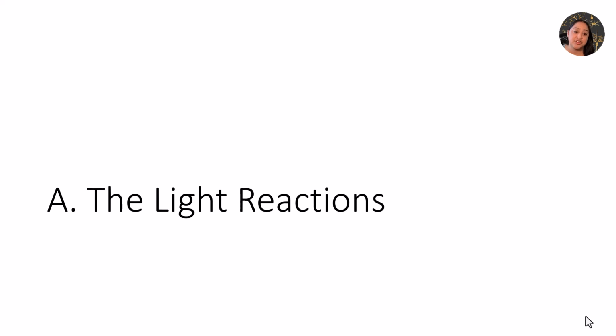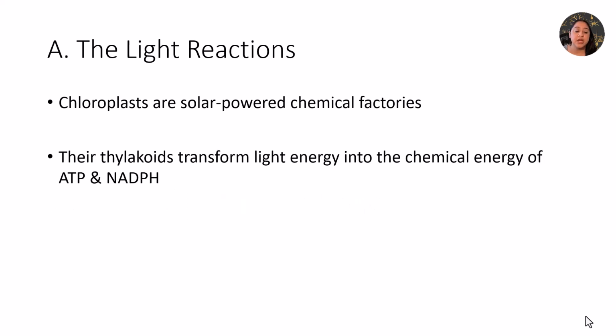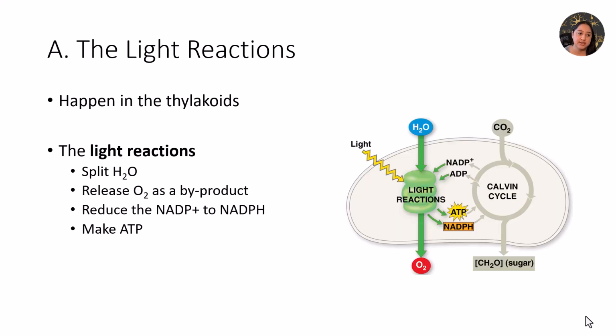Okay, this is part 2, the light reactions. So chloroplasts are like little solar-powered chemical factories. They have the thylakoids that are like the machinery that transform light energy into the chemical energy of ATP and NADPH. And this happens inside those structures called the thylakoids.